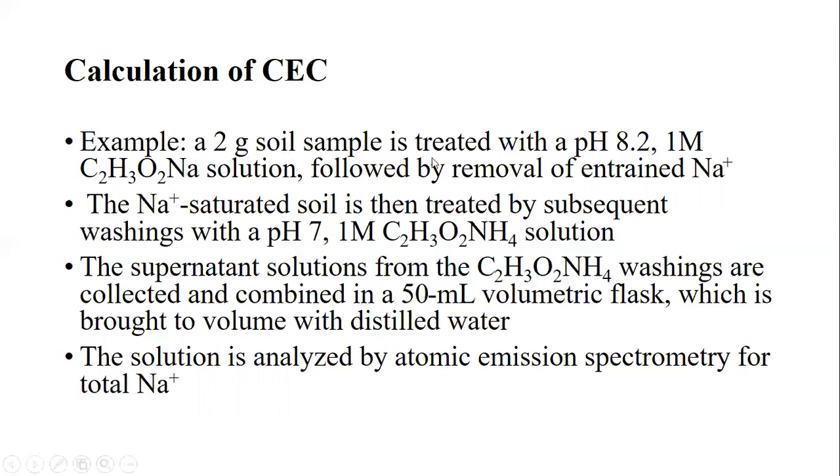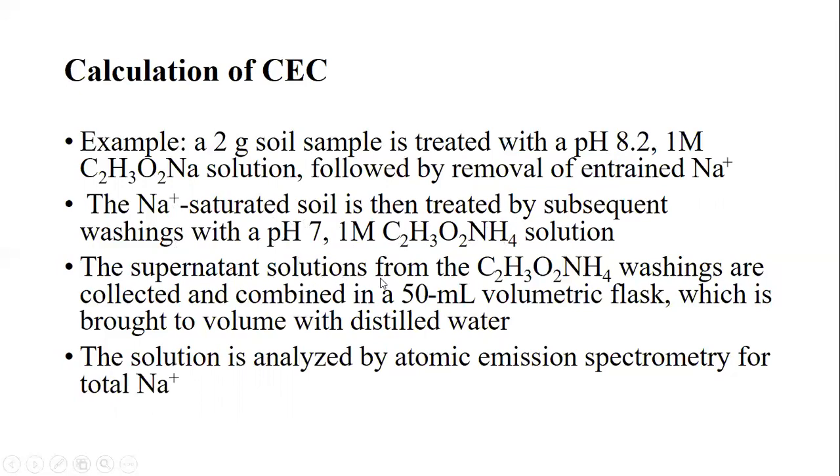2 grams of soil are treated with pH 8.2 molar sodium acetate solution. Remember, this is done so many times and we throw it away, because we want only sodium to saturate the soil this time. This is followed by removal of entrained, the same as occluded, sodium. How do we do it? With ethanol. The sodium saturated soil is then washed several times, one after the other, with a pH 7, 1 molar ammonium acetate solution to remove the sodium.